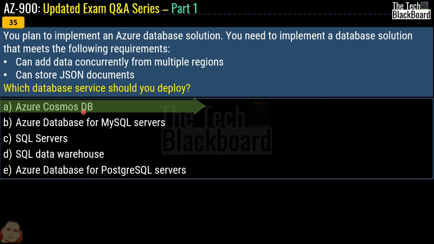So friends, always keep these two things in mind whenever there is a question about a database that should be able to scale across multiple regions, and it should also support JSON documents. Without any doubt, you should always choose Cosmos DB.